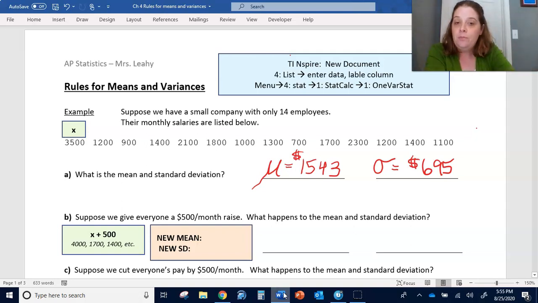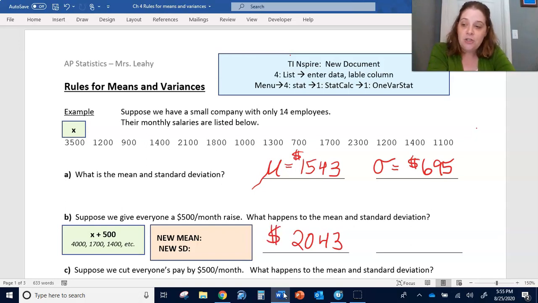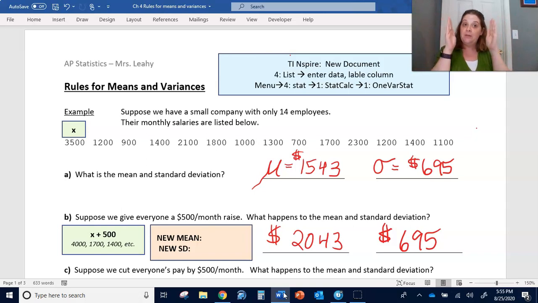All right, so the new mean here is $2,043. And the standard deviation is still $695. What's happened is that when we took every single number in our data set and increased it by 500, if you think about these being on a number line, they all shift over 500. And so the mean, which is the center of the data, also shifts over 500.